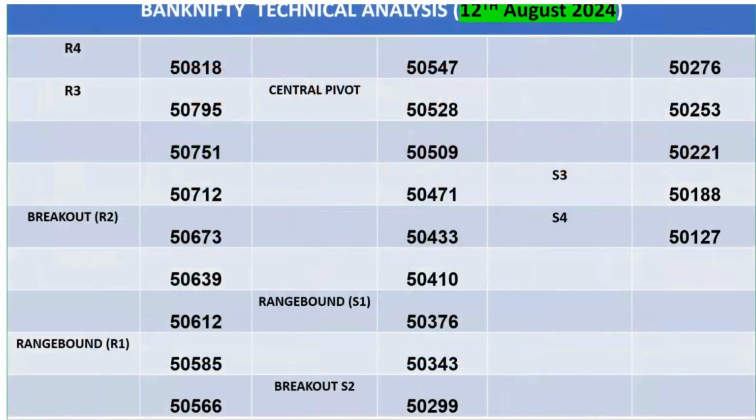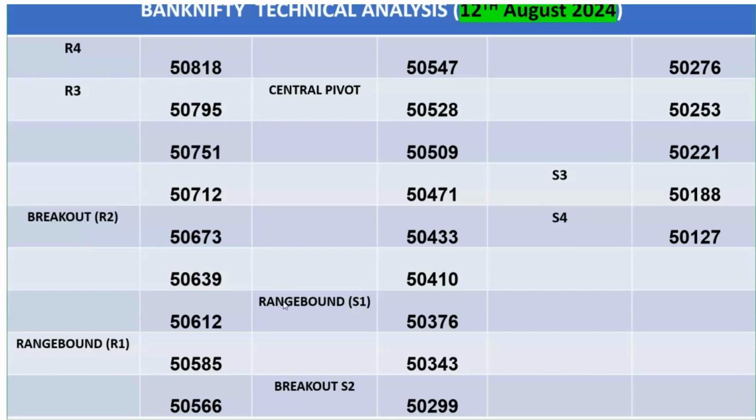Here we see that the pivot has gone a lot up. Previously it was I think 50,135, and now it has gone up to 55.28. So all the levels have changed. Here we see R1 is at 55.85, then R2 is at 56.73, and then there will be a breakout. If the breakout is there, then R3 and R4 are 57.95 and 58.18.